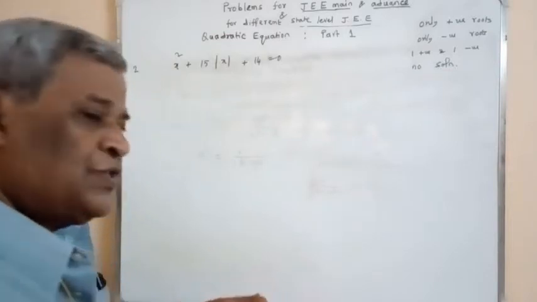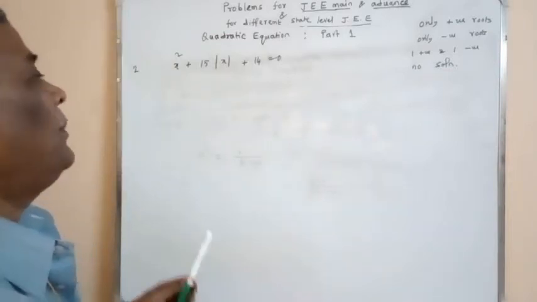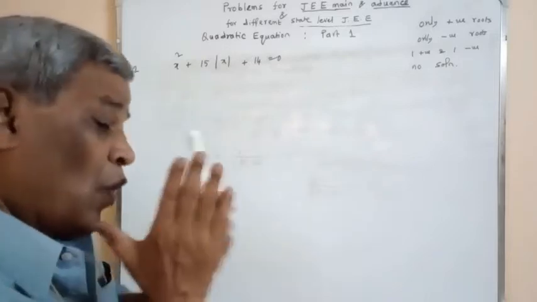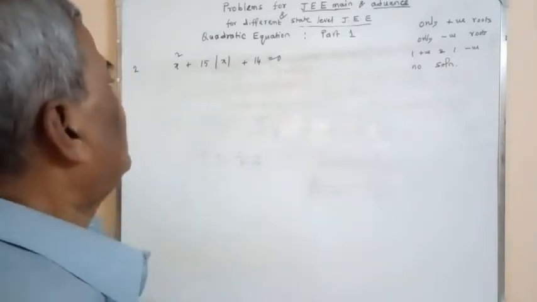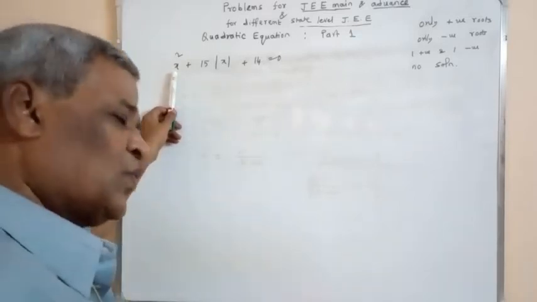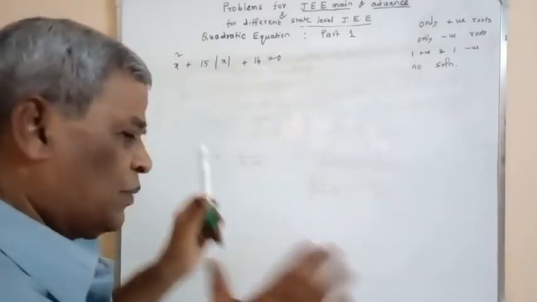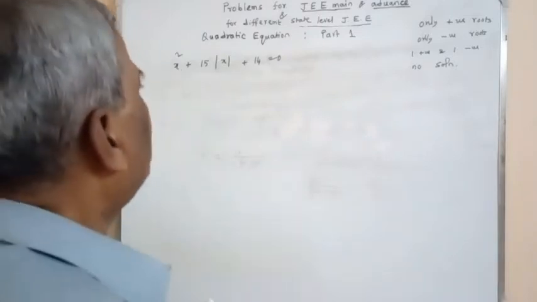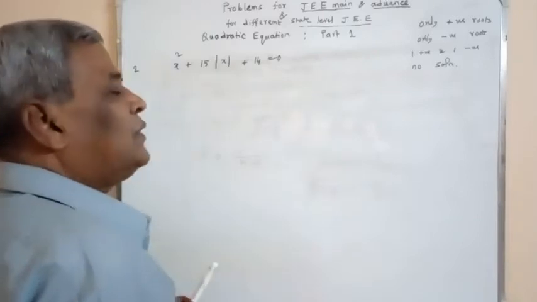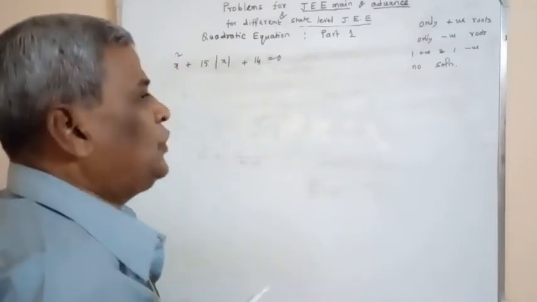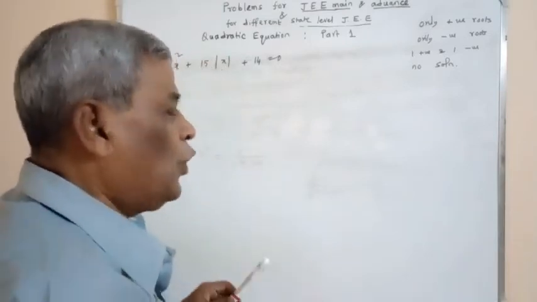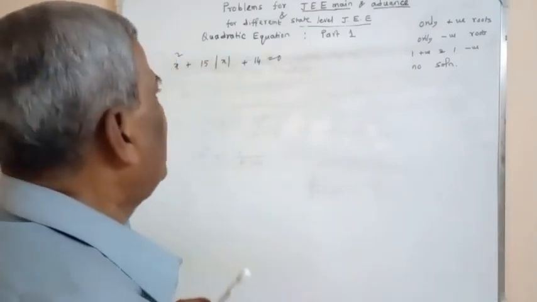So this is a quadratic equation. In fact, instead of x, here mod x is given. It can be expressed as mod x whole square, because mod x square and x square are the same thing. So its roots: to calculate whether both are positive or both negative, or one positive, one negative, or it has no solution.